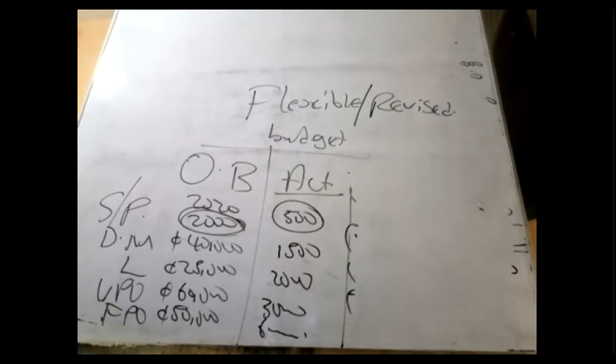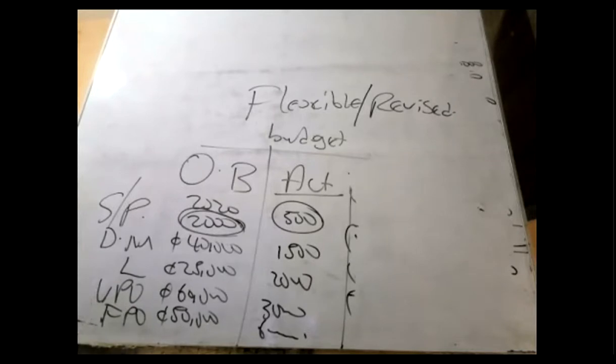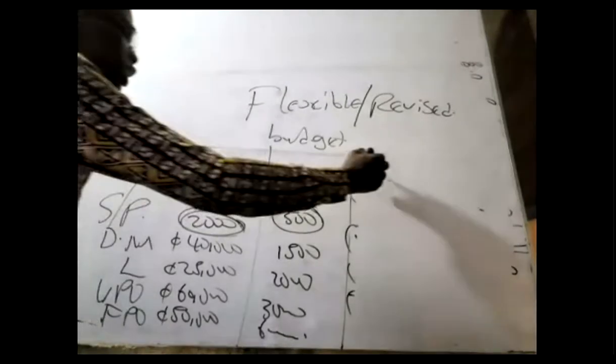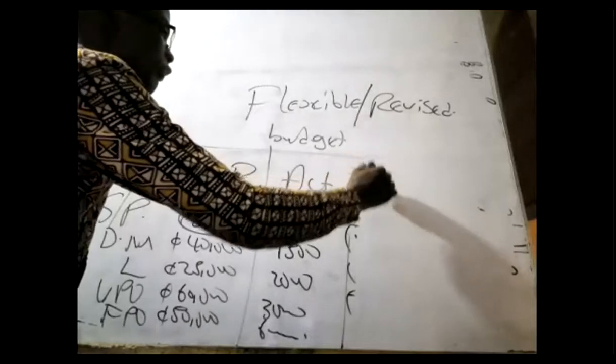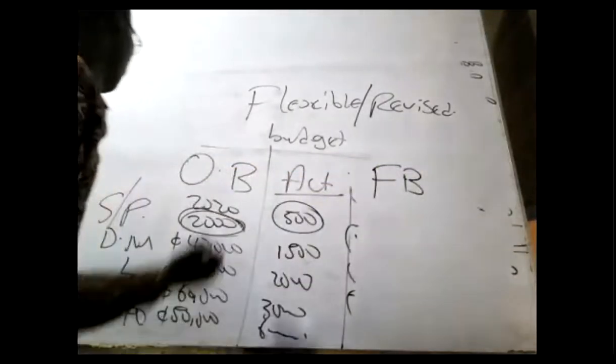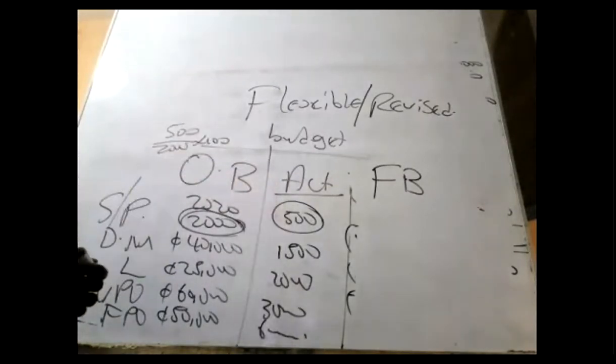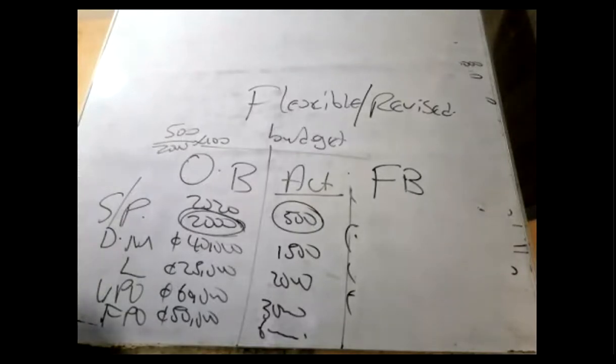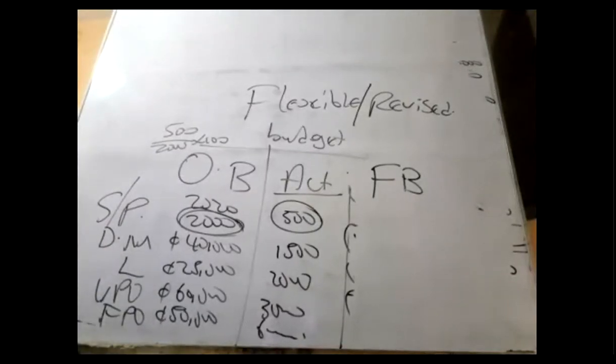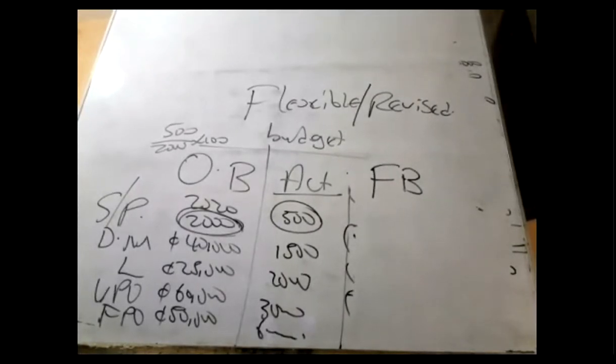If you express it as a percentage, it's so easy, so nice, so interesting, so fast, so simple. You move faster than when using the units. So for the flexible budget, it will be 500 divided by 2,000 times 100. That should give us 25%, right?